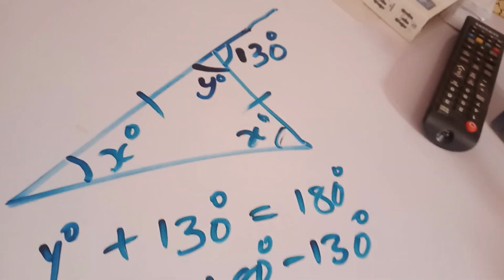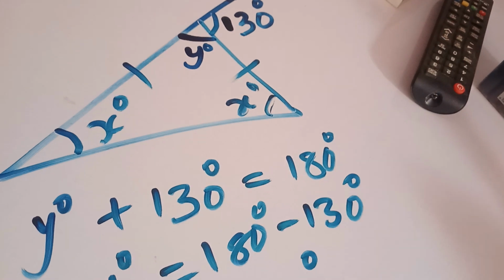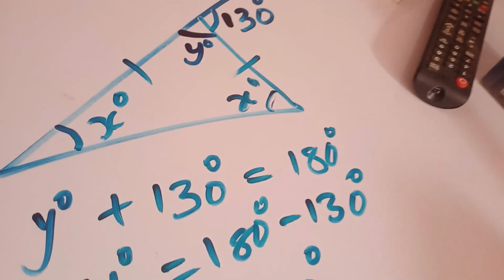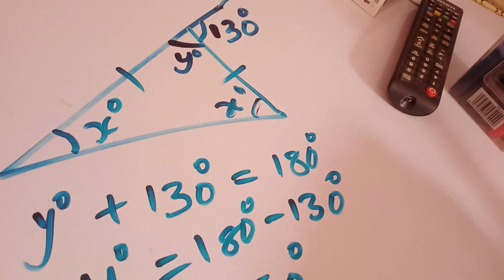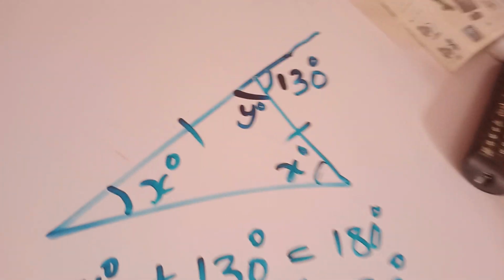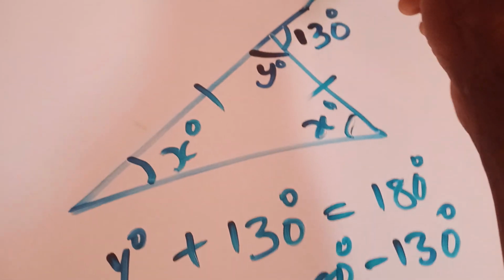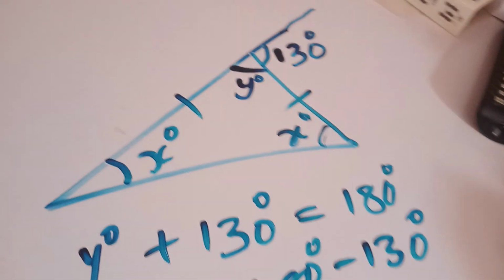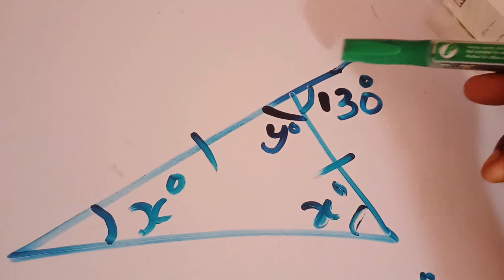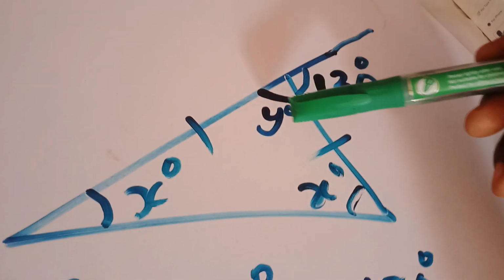So let's check it from the beginning. We started by getting the opposite angle of this 130. We started by getting it by using the principle of angle on a straight line. This is it, angle on a straight line. The summation is 180 on this particular straight line.